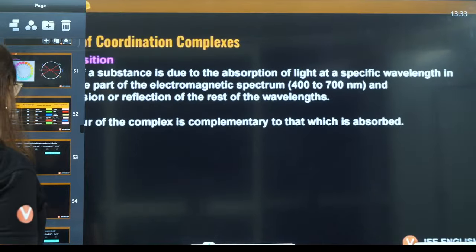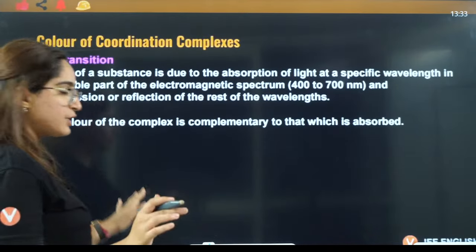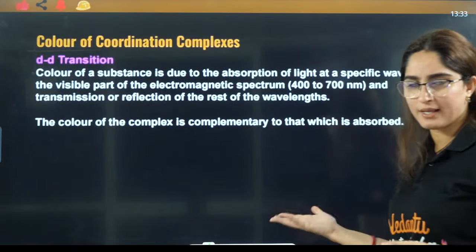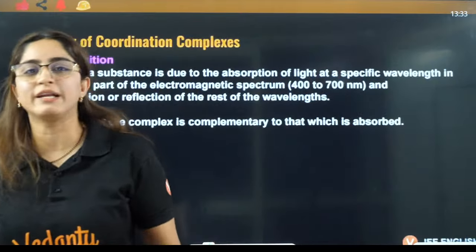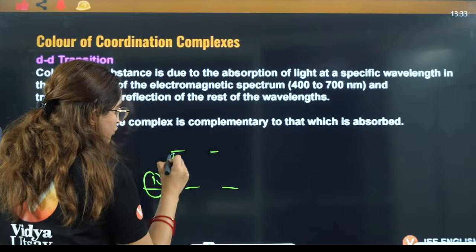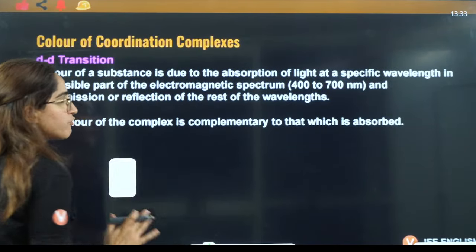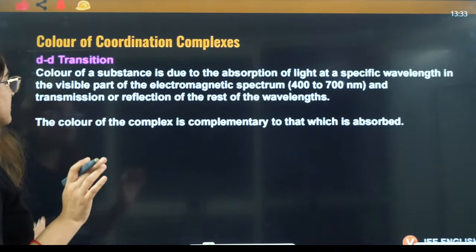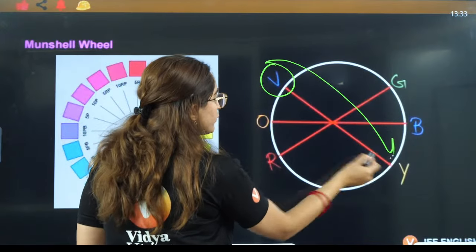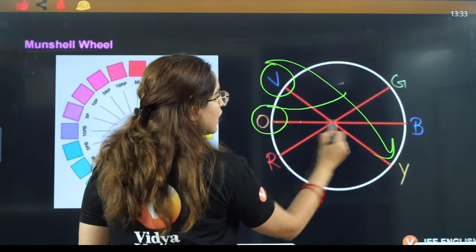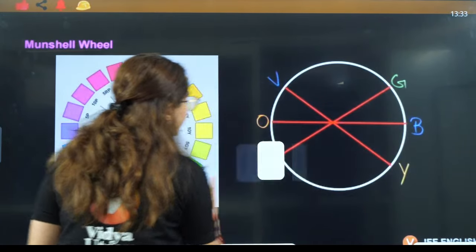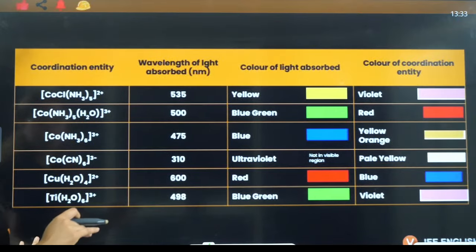Understood? Tell me everyone. Understood? Now let's talk about this further. Now they are talking about colored complexes. Colored complexes are formed because of d-d transitions, right? The electron jumps to the higher orbital, then moves back, and it gives you the complementary color. This is the color wheel: if it absorbs violet, it will give you yellow. If it absorbs orange, it will give you blue. If it absorbs red, it will give you green. That is the color wheel that we have, right?